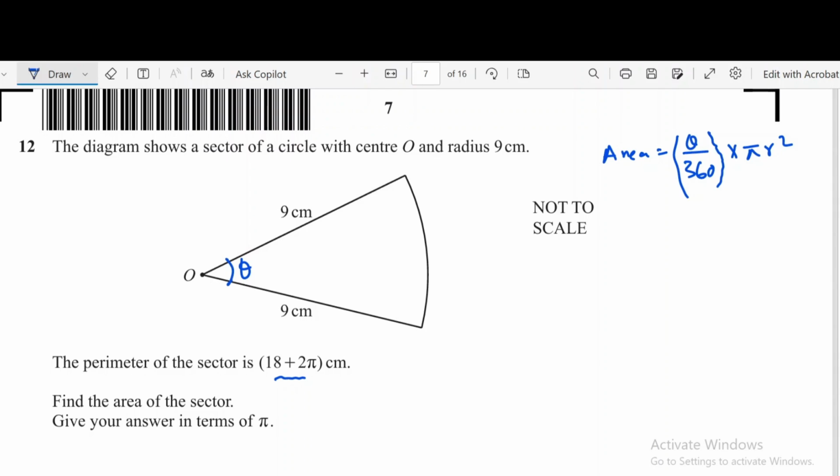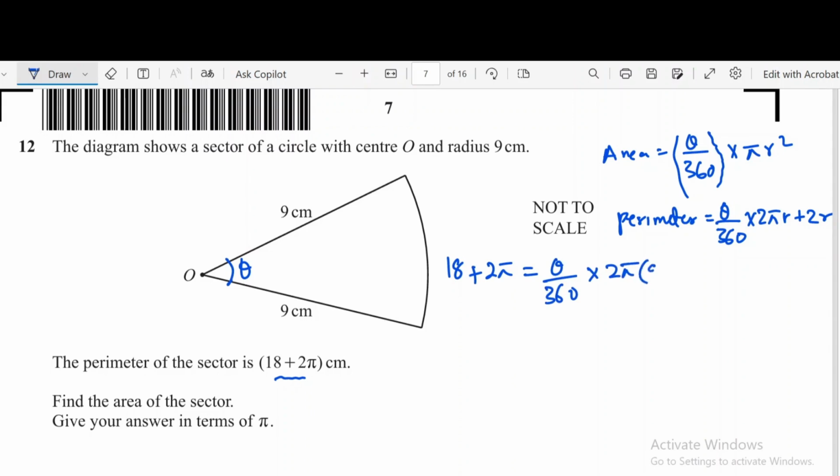Okay, now let's look at perimeter. The perimeter is similar, theta over 360 times 2 pi r plus 2r. So the same theta over 360 is there. Okay, so now let's go to perimeter. We are given 18 plus 2 pi as perimeter, and that would be theta over 360 times 2 pi. The radius is 9, plus 2 times 9.